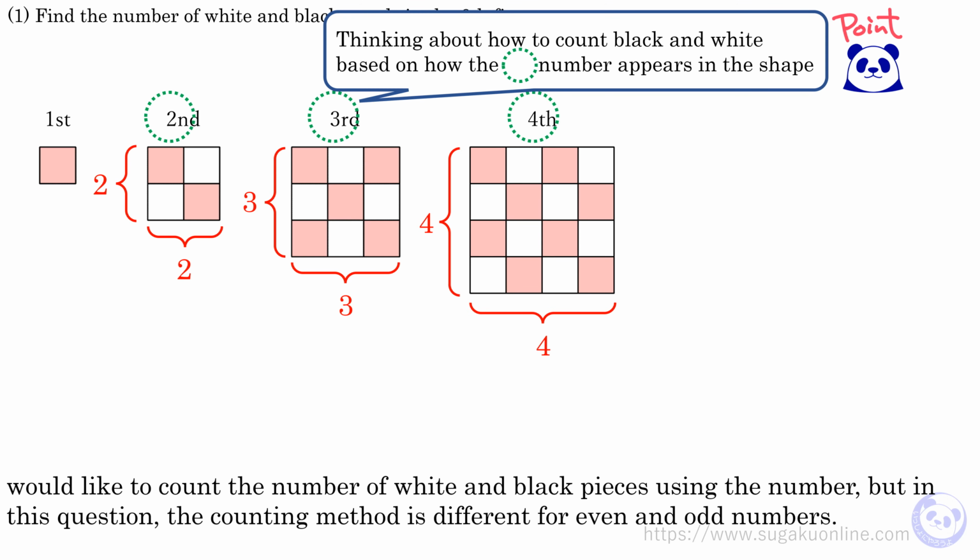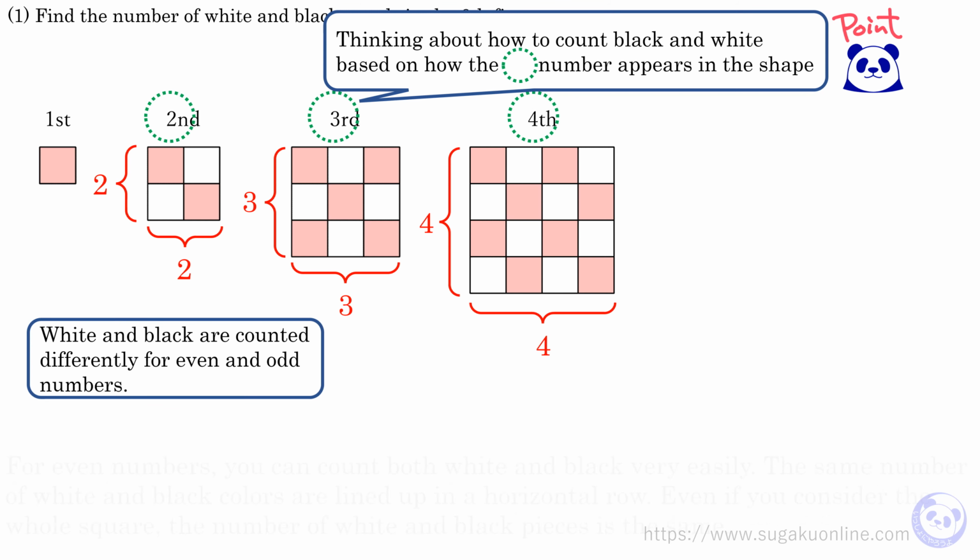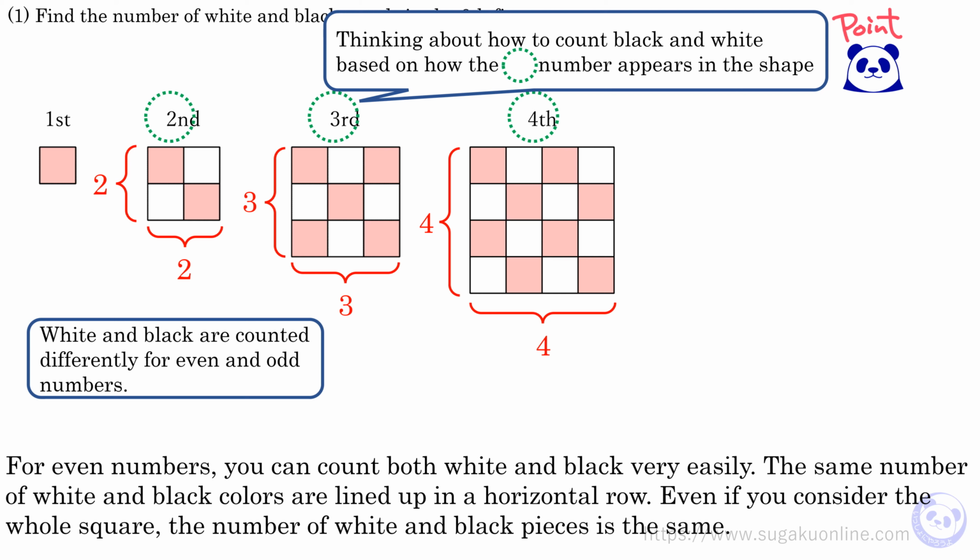We would like to count the number of white and black pieces using the number of orders, but in this question, the counting method is different for even and odd numbers. For even numbers, you can count both white and black very easily. The same number of white and black colors are lined up in a horizontal row. Even if you consider the whole square, the number of white and black pieces is the same.